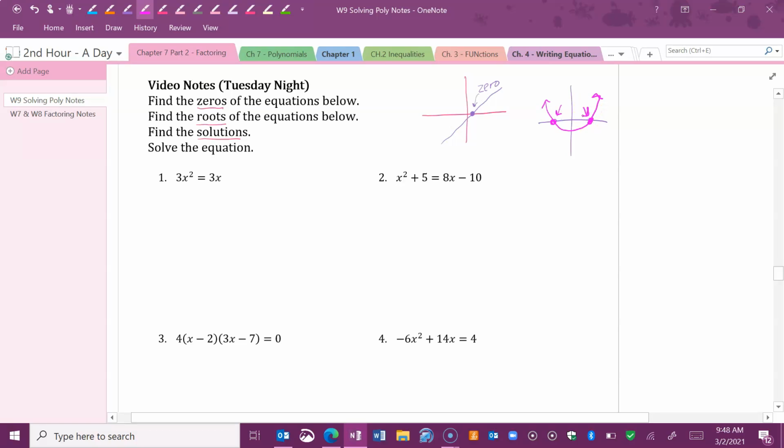Okay, so just as we get into that next week, be aware that the words zeros, roots, and solutions are generally the same thing, asking you to set the equation equal to 0, factor, and then set the factors equal to 0.